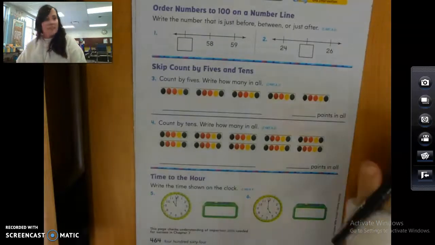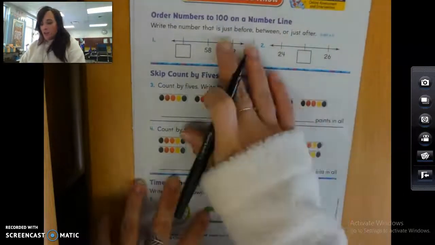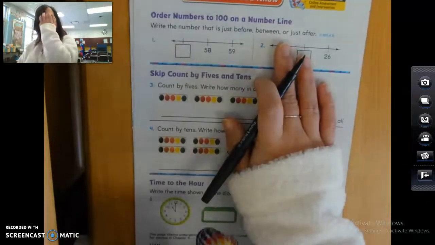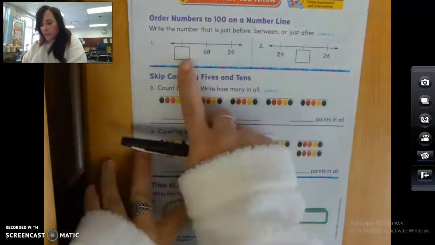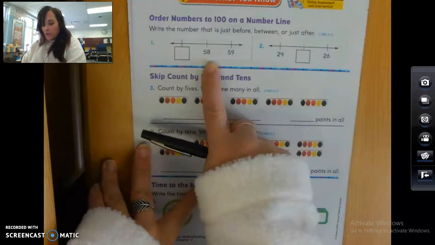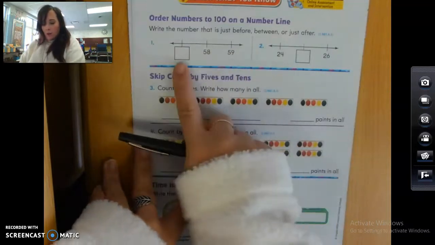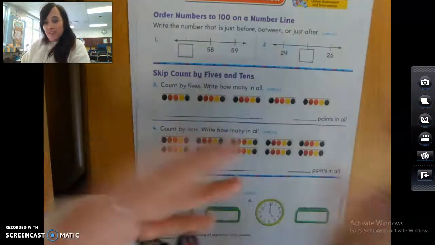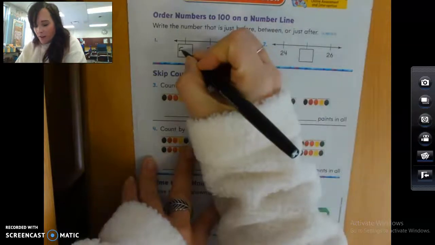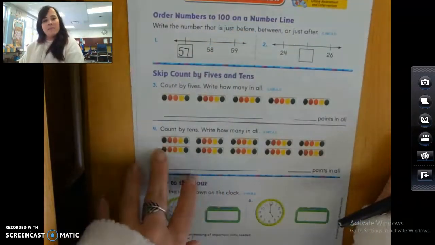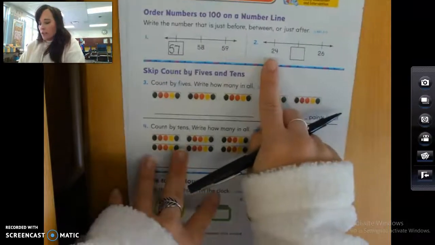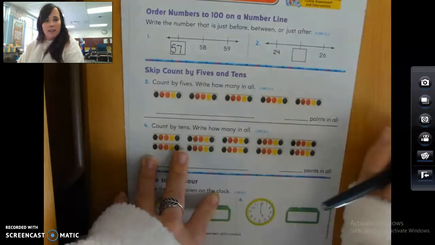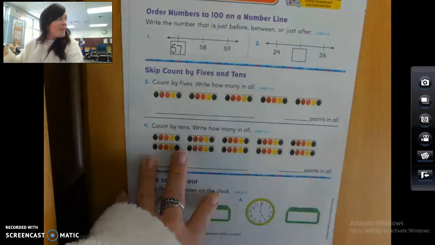Let's see. It says order numbers to 100 on a number line. Write the number that is just before, between, or just after. All right, so here we're looking at a number line. We have a box here, and it goes 58, 59. So what would go here on that number line? 57. Good. So we'll write 57 in that box. And then number 2, it goes 24, box, 26. What would fill in this box? 25.